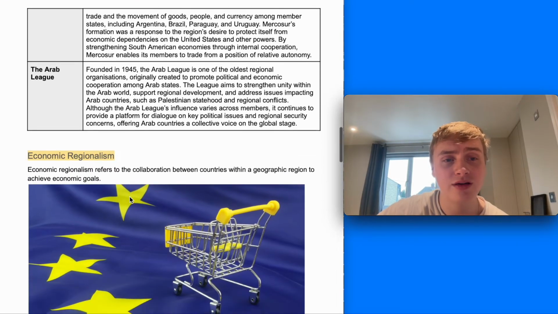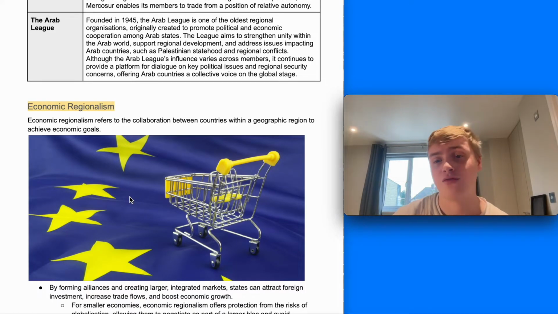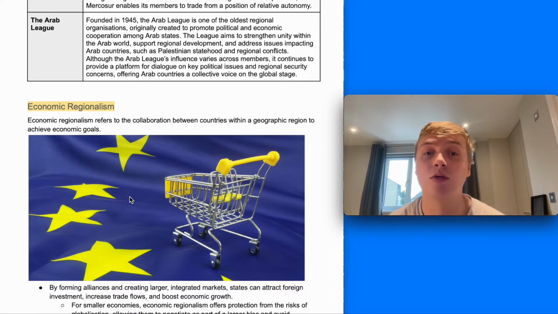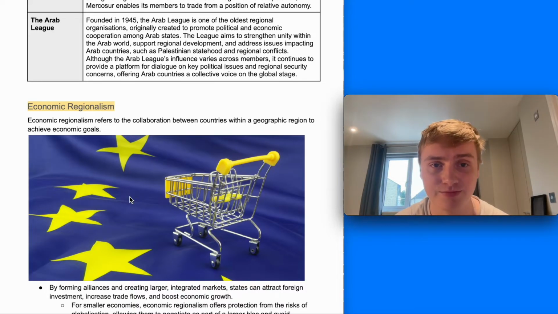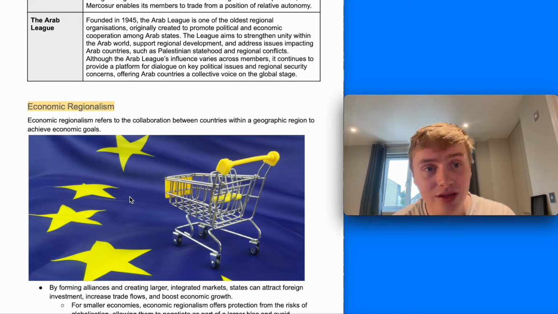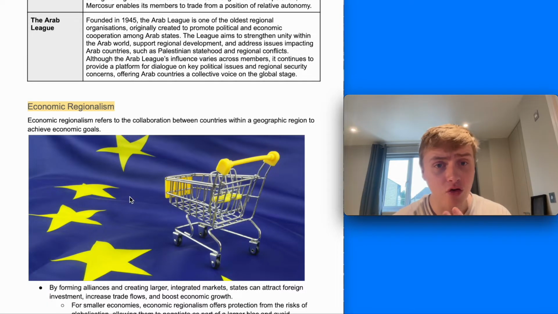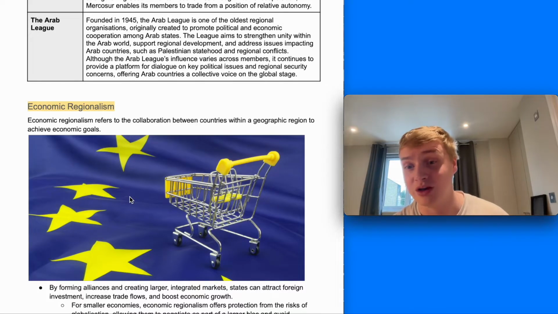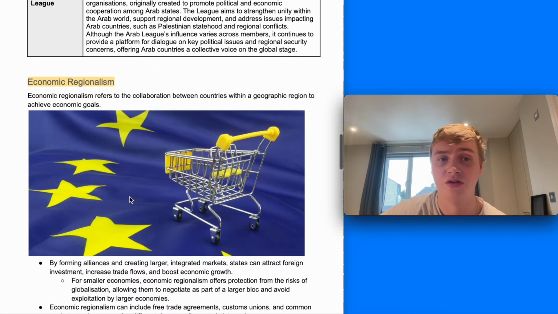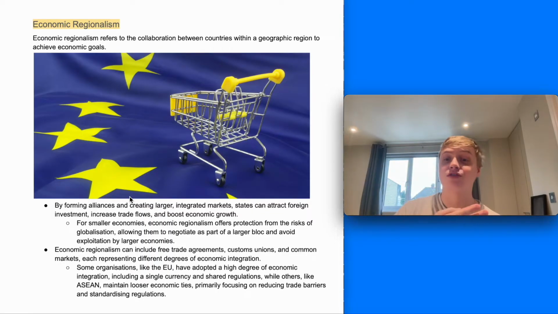Finally, then, the Arab League was founded in 1945, and it's one of the oldest regional organisations in the world, originally created to promote political and economic cooperation among Arab states. It aims to strengthen unity within the Arab world, support regional development, and address issues impacting Arab countries, such as Palestinian statehood, which they all support, and regional conflicts. Although the Arab League's influence varies across members, it continues to provide a platform for dialogue on key political issues and regional security concerns. And again, with the Arab League, we'll look at it in way more detail in a future video as well. So then, first looking at the different types of regionalism.